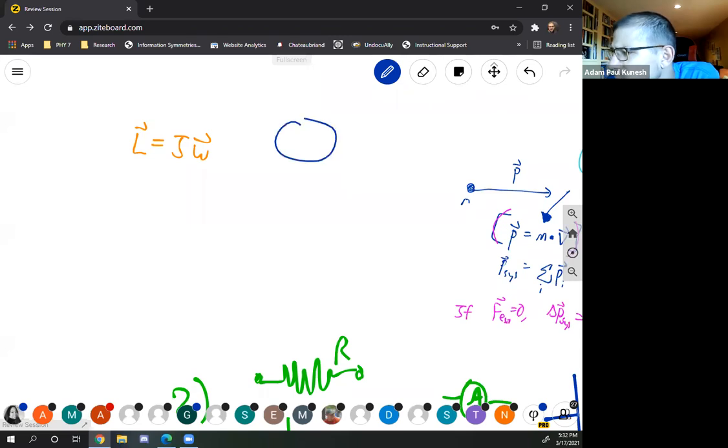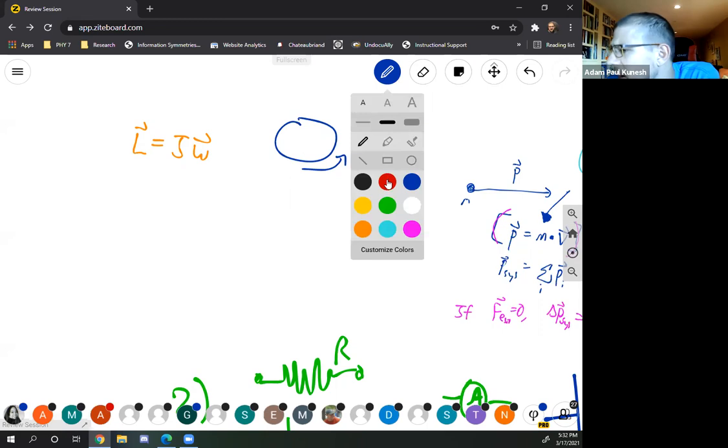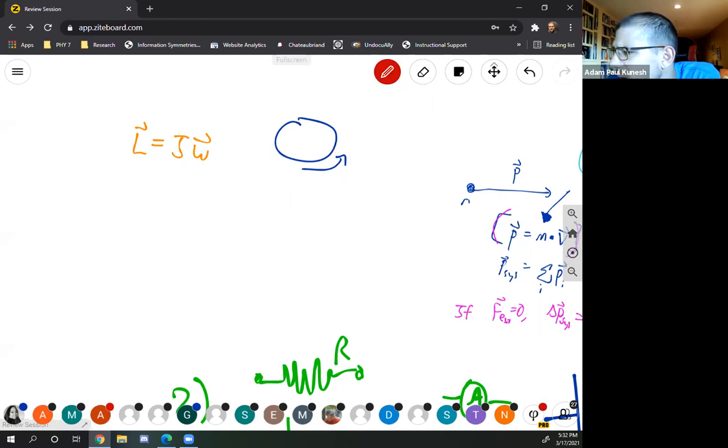So if I've got a body that's rotating, omega tells me two things. Omega tells me both how quickly it's rotating, and it also tells me the direction, an axis about which it rotates. So omega, if it's a large number, say it's like 500, tells me that it goes 500 radians per second. It travels 500 radians per second as it rotates.